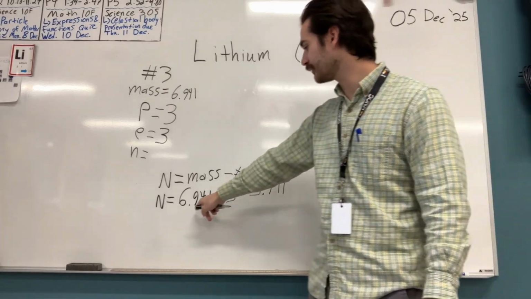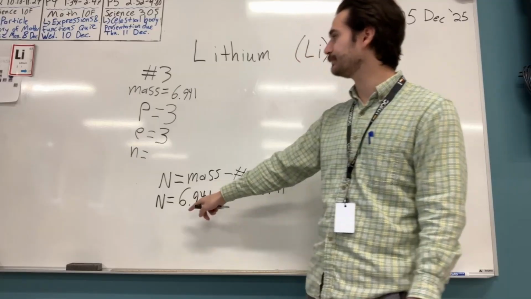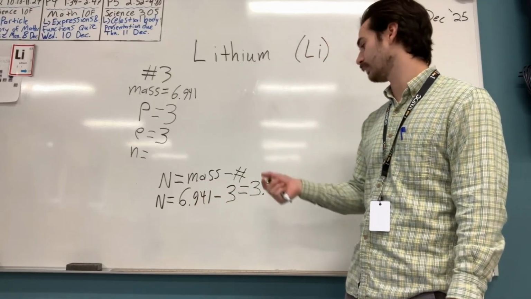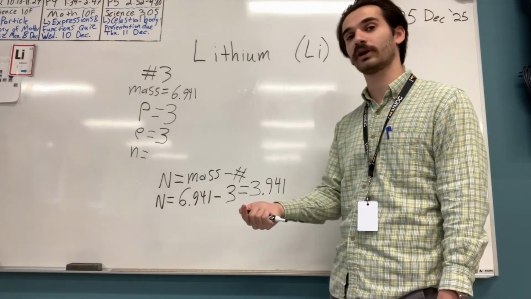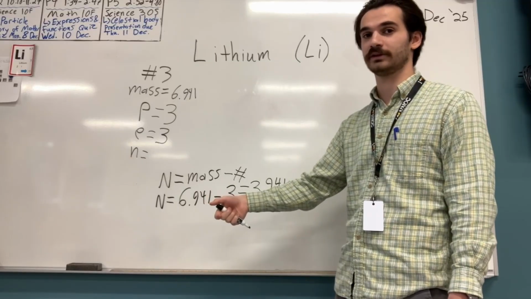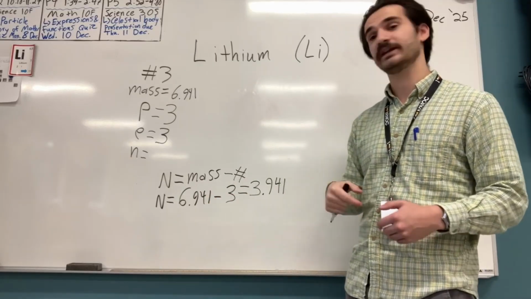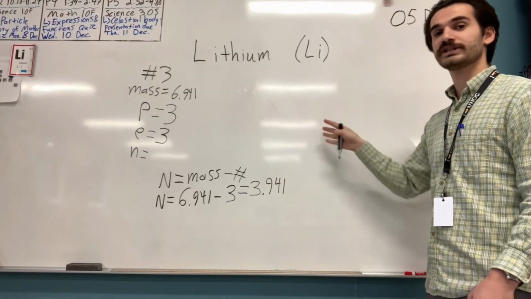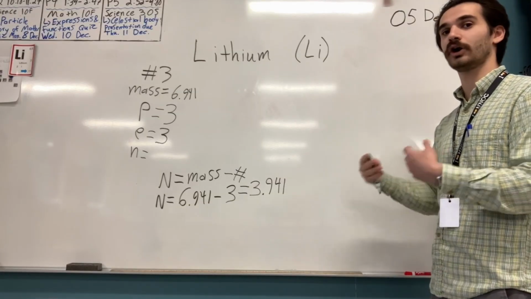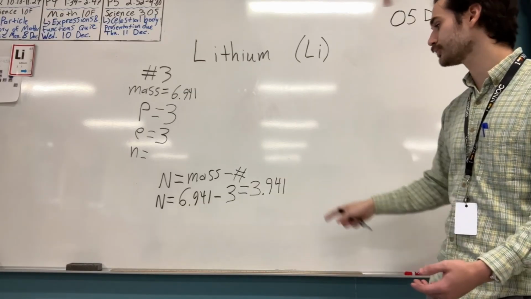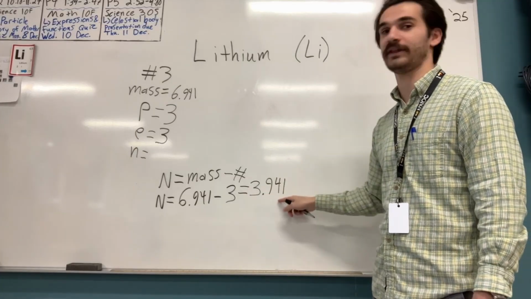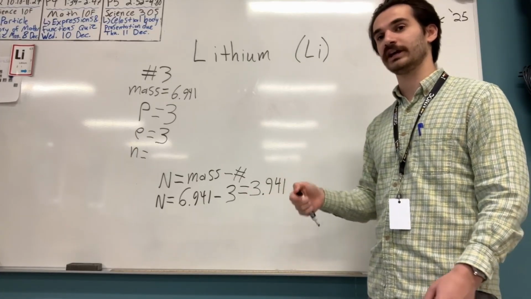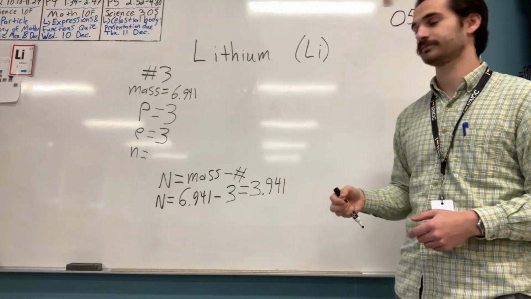Now the reason that the mass on the periodic table was a decimal is because sometimes lithium atoms will have 3 neutrons and sometimes they'll have 4. These are called isotopes of lithium. It's the same element, but it has different numbers of neutrons. But when we're doing a Bohr diagram, we're typically looking for the most common type of atom. So we're just going to round this to the nearest whole number, and that will get us the number of neutrons in the most common isotope of lithium.